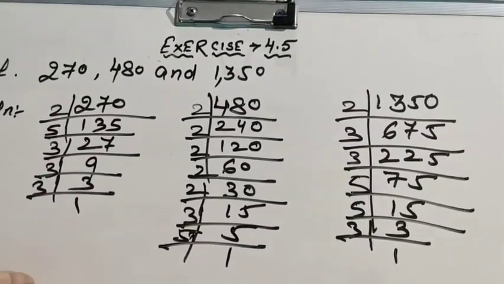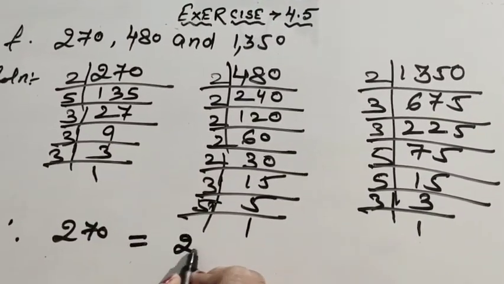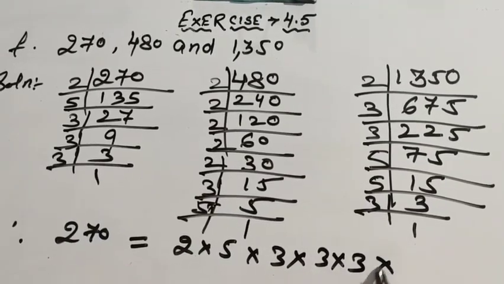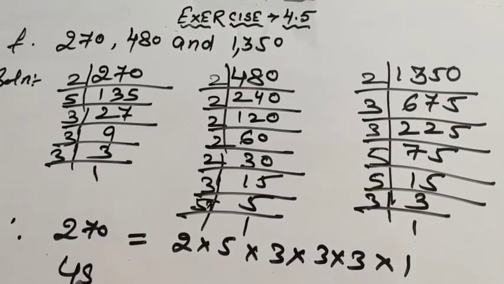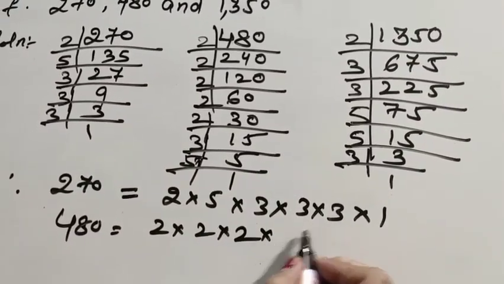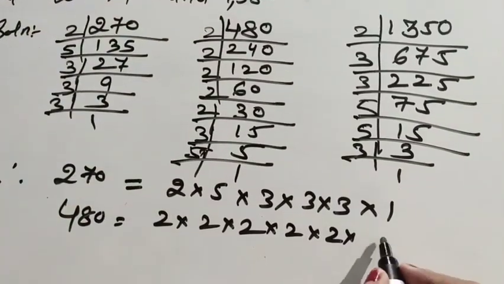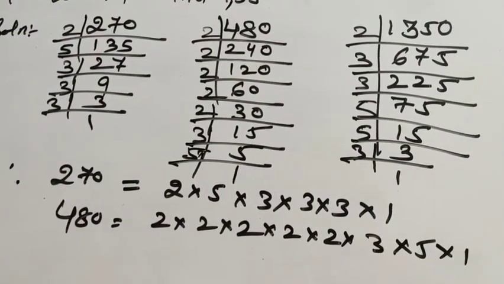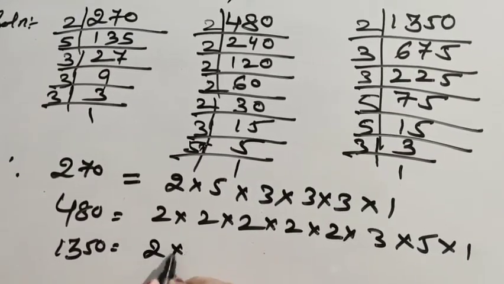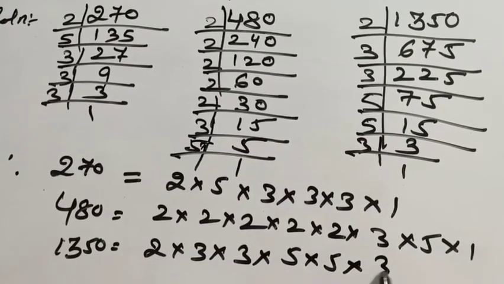Okay. Now since 270: 2 multiply with 5 multiply with 3 multiply with 3 multiply with 3 multiply with 1. Now 480: 2 multiply with 2 multiply with 2, then again 2, then again 2. How many 2s are there? Total 5. Then 3 multiply with 5 multiply with 1. Then 1350: 2 multiply with 3 multiply with 3 multiply with 5 multiply with 5 into 3 into 1.